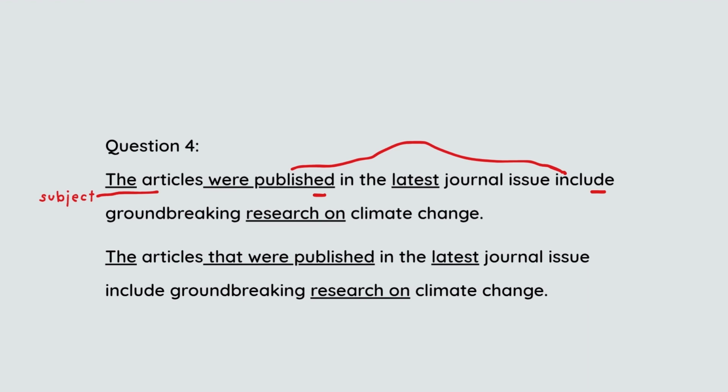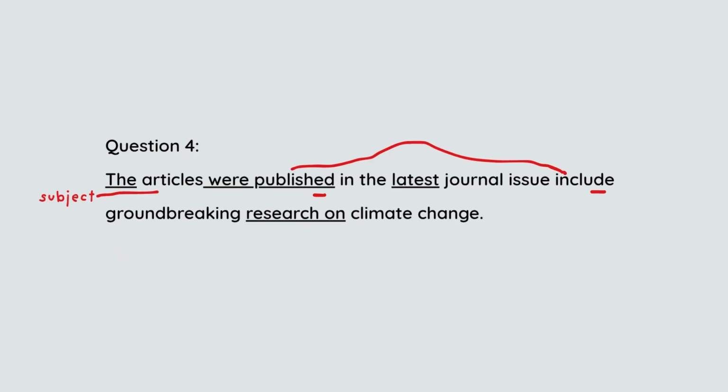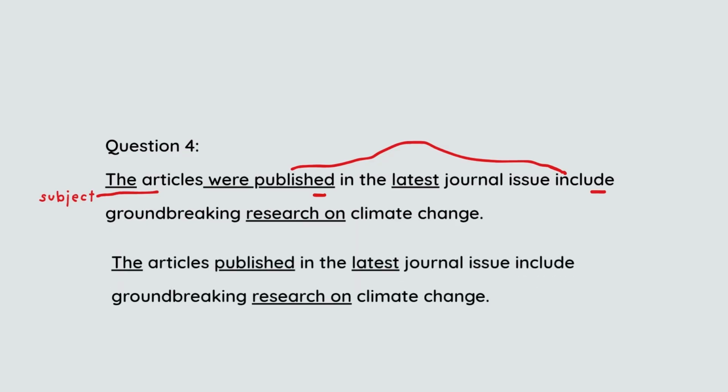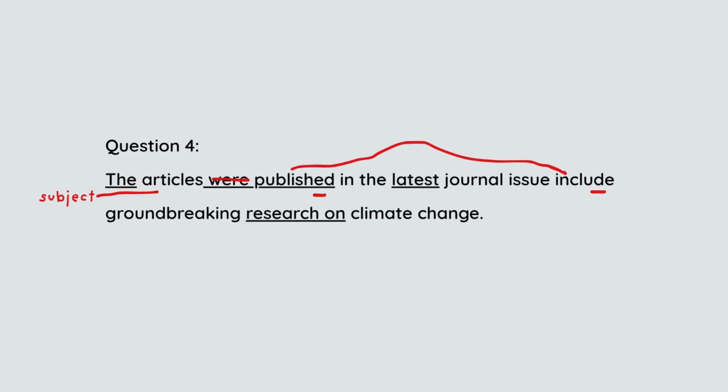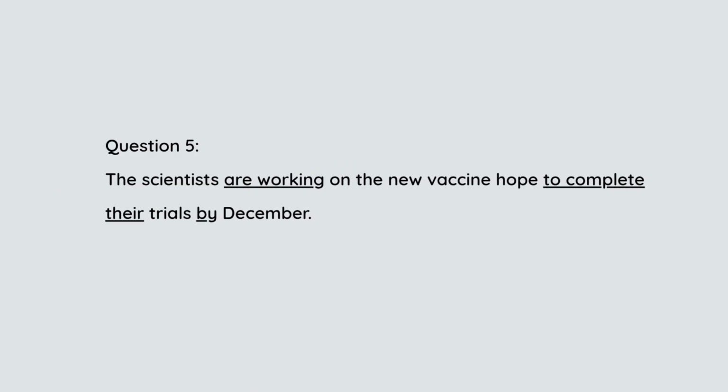So, were published needs to be changed to a reduced adjective clause, published, a past participle that describes the noun articles. So the error is, were published. The correct sentence should be, the articles published in the latest journal issue include groundbreaking research on climate change. Now try to solve this question.